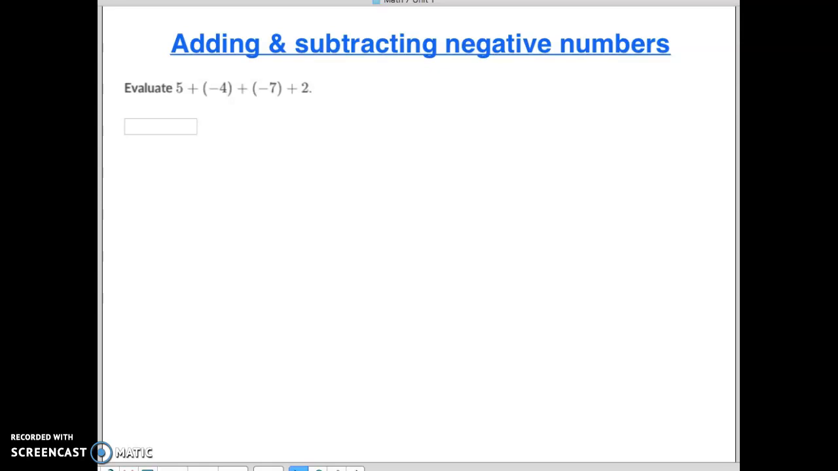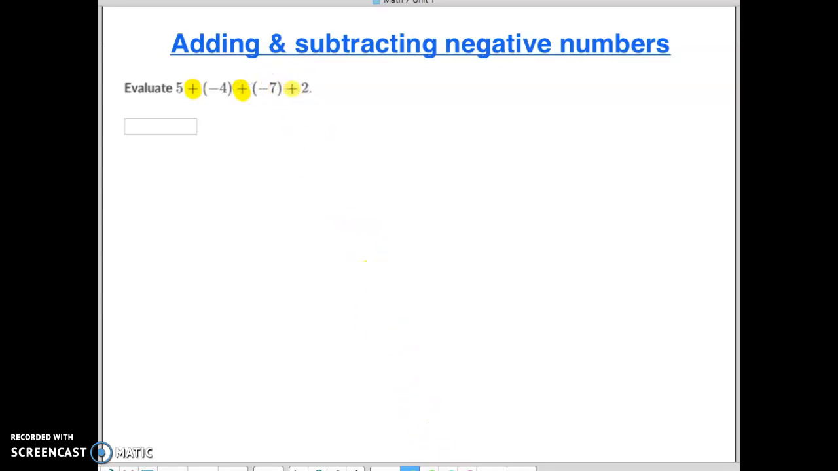We're going to go through two Khan Academies. The first one is called Adding and Subtracting Negative Numbers. When we are adding and subtracting negative numbers, one of the first things I do is make sure that every sign is a plus sign. So you can see a plus there, a plus here, and a plus here. I only like adding numbers.